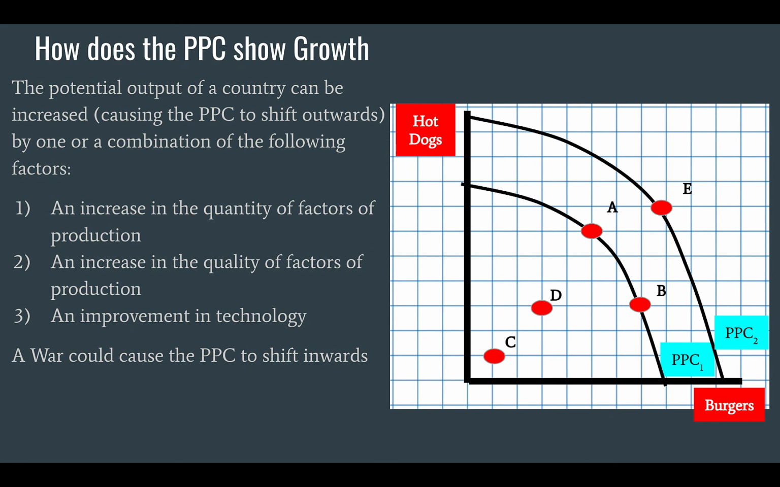So something like PPC 3 here shows a reduction in potential or possible output, and that would be caused by a destruction or a blowing up, a rather less forgiving term, of the factors of production, a removal, a getting rid of the factors of production. And again, kind of think of a war in that way. So basically, a war or bombings or something like that would cause the PPC to shift inwards because our potential level of production would have fallen.